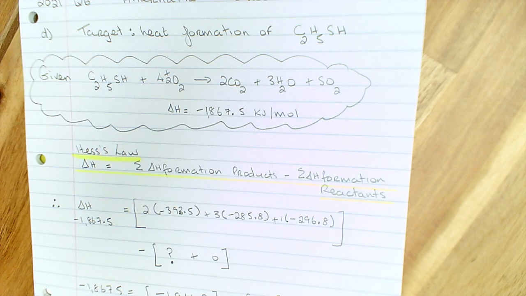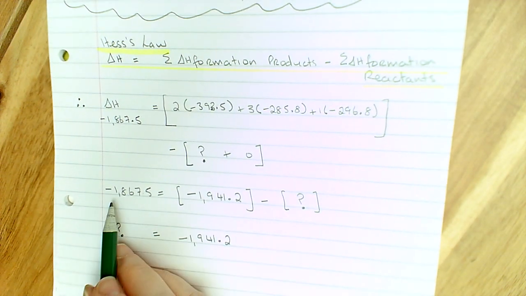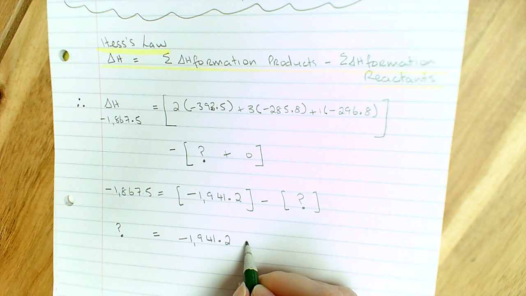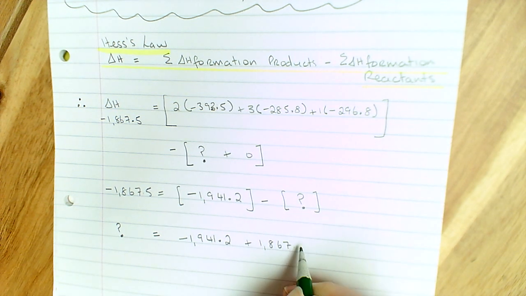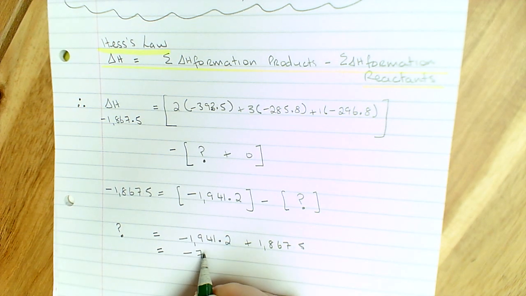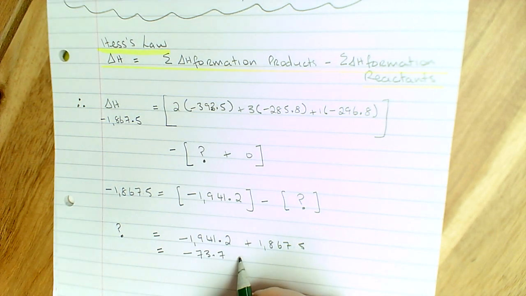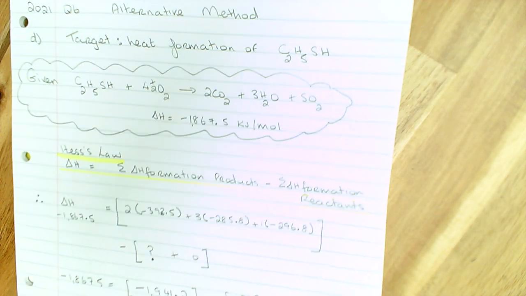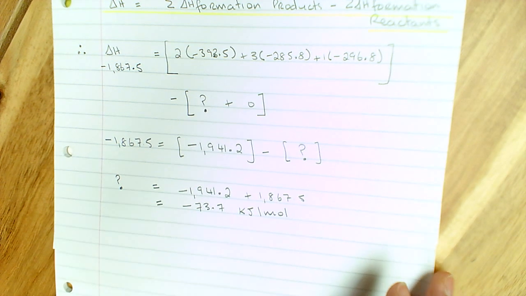To get my question mark on its own, I just do a little bit of algebra. Let's bring that over because that's a negative at the moment. So the heat of formation of my ethane thiol is going to be minus 1941.2. Bringing over my minus 1867 becomes a plus 1867.5 kilojoules per mole. When I work that out, I get minus 73.7 kilojoules per mole. So the heat of formation of ethane thiol is minus 73.7 kilojoules per mole.